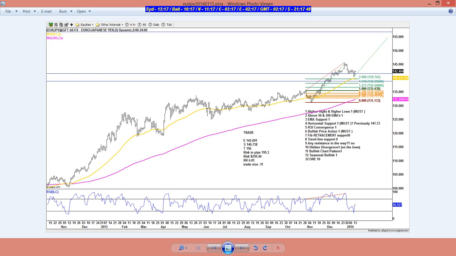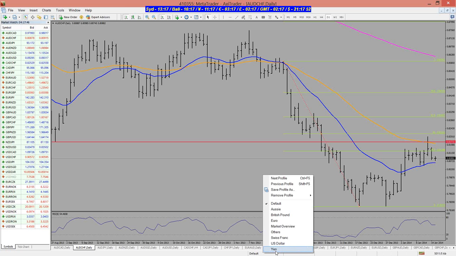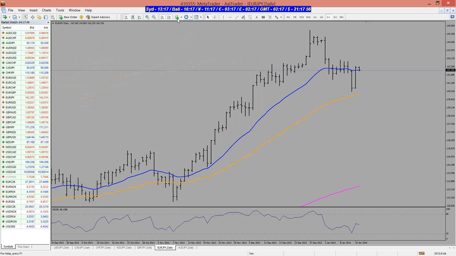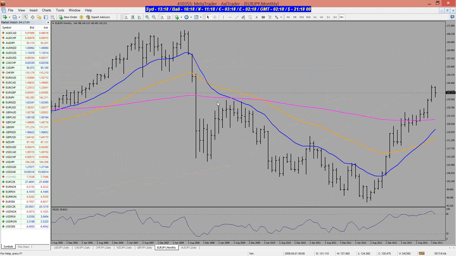I didn't see the Euro Yen. I see the Euro Yen having a support line worthy of the bounce. Okay, this is your support line. It didn't get there.